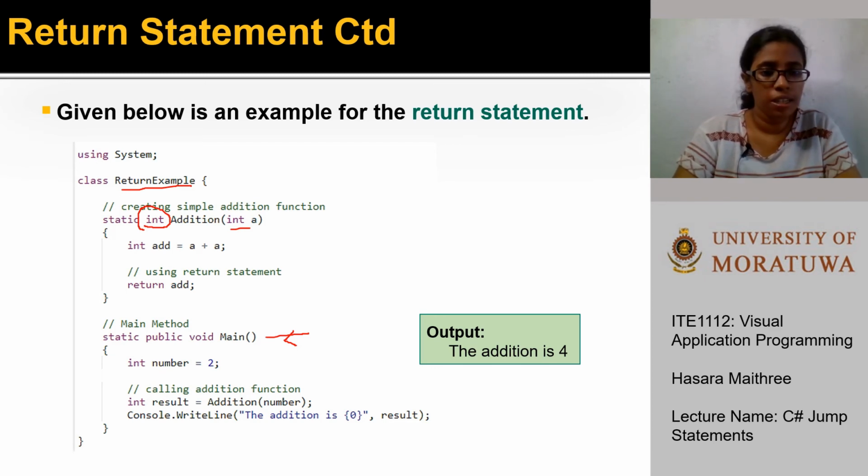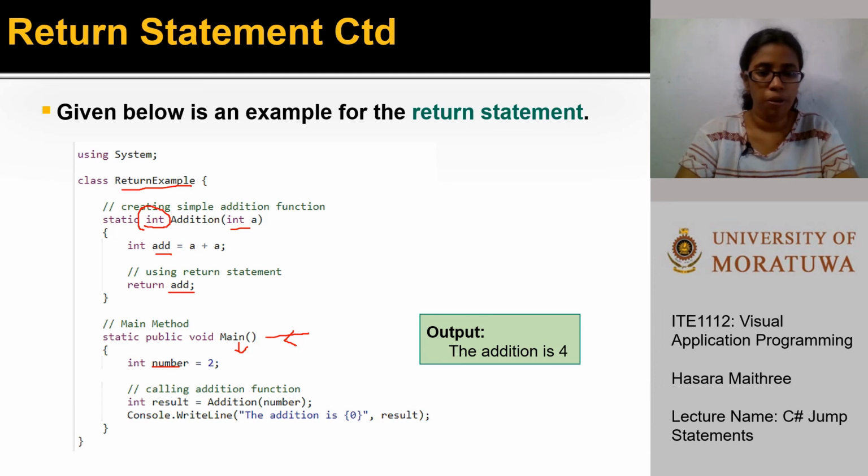So let's see what this addition method does. It takes the parameter a, adds a with a, and assigns the value to the add variable, and it returns this add variable. You can see that the data type of this add variable matches the data type that is initialized for the addition method. Now let's look at the main method. From this point onwards, the program control starts. We assign the value 2 to the variable number, and we call this addition function by passing the number as the parameter.